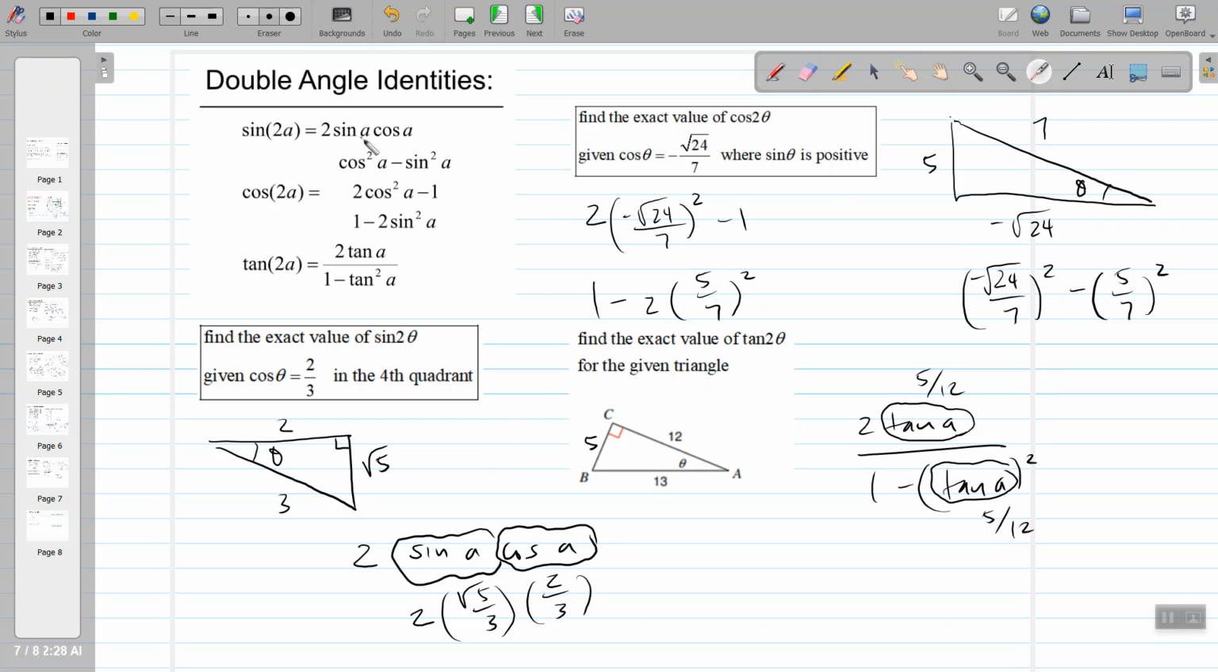Figure out what your formula is, okay? Figure out what you need to plug into there, and then go back to the problem and see if you can get the information either by what they give you or by drawing a triangle so that you can get the other parts, okay?